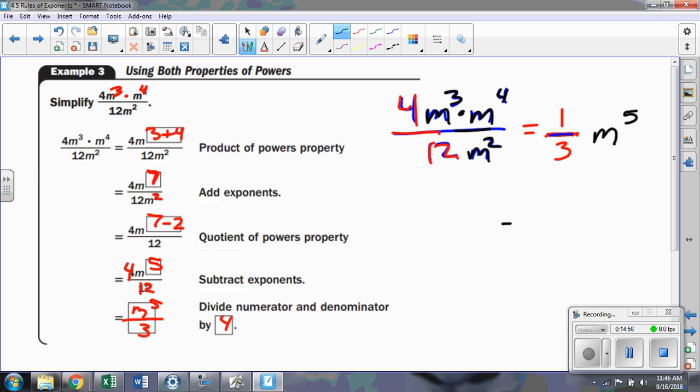But because we like the structure better, we could simply write this as m to the 5th over 3, and it looks a little bit simpler. Same answer, just written in a slightly different way. And a lot less writing on the right-hand side than we did on the left.